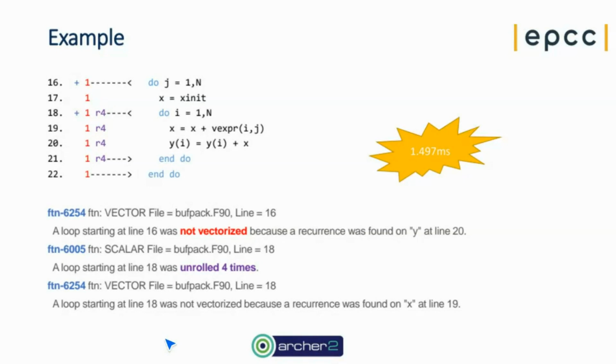So this is an example of what the Cray Fortran compiler with -hlist=a will produce for you. It marks up the loop with little annotations, but it also tells you in text basically: the outer loop wasn't vectorized, the inner loop was unrolled. So it succeeded in doing unrolling, but it says it was not vectorized because a recurrence was found on x at line 19. So it's pointing you at the variable and the line number that's causing the problem.